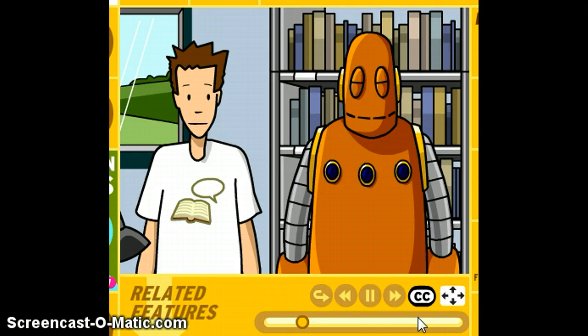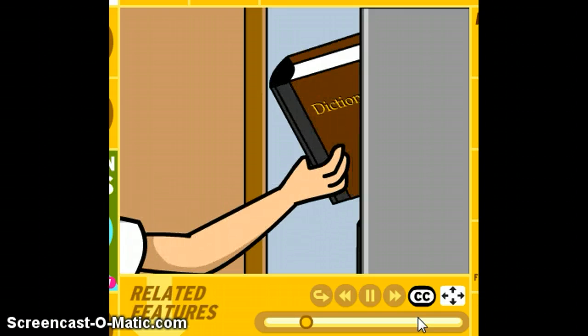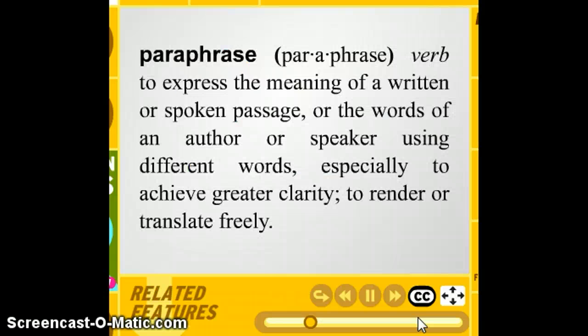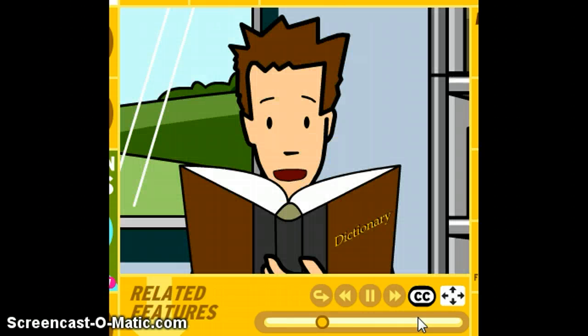Well, there are a few steps to writing a good paraphrase. First of all, you want to read the original carefully, making sure that you really understand it. Let's see, paraphrase. To express the meaning of a written or spoken passage, or the words of an author or speaker, using different words, especially to achieve greater clarity, to render or translate freely. Whoa, those are some big words.